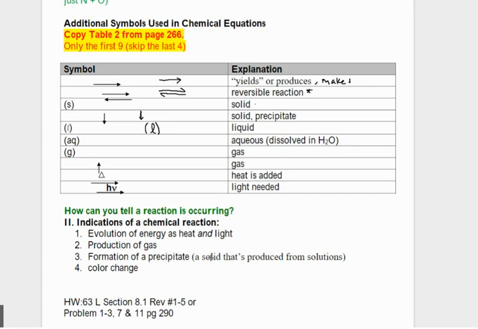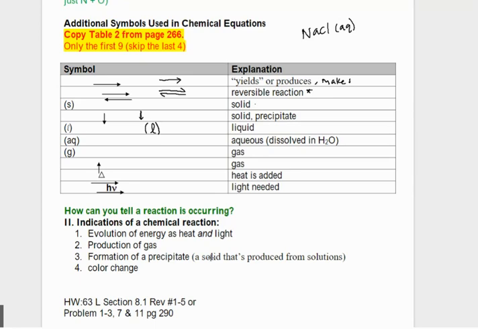Aqueous means it's dissolved in water. So if you take sodium chloride, salt, and dissolve it in water, you will have NaCl (aq), or aqueous solution. So that's what AQ means. It means it's dissolved in water.